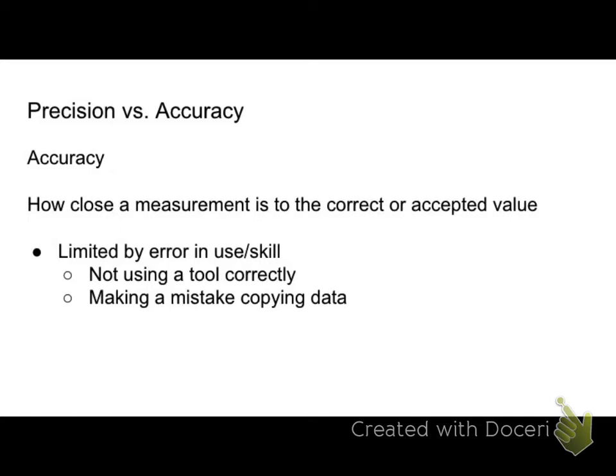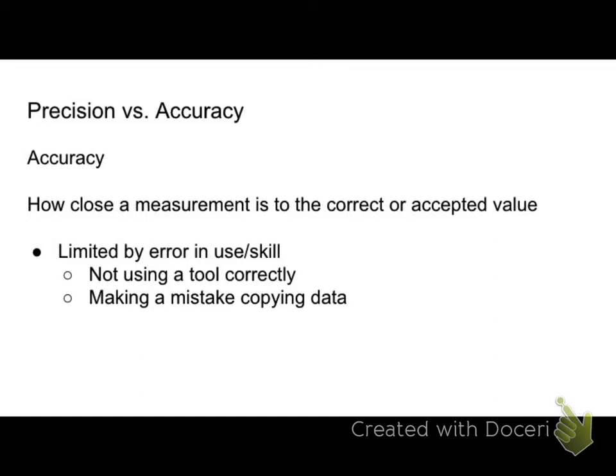If you're talking about something being accurate, you're talking about how close that measurement is to the correct or accepted value. So for example, if something actually weighs 5 pounds and you measure it to weigh 4.99 pounds, you are pretty accurate. If you measured it to weigh 3.78 pounds, you would not be accurate. You are significantly different from what the actual weight of the object is. So if you are comparing accuracy, you're saying, how close am I to the actual measurement?